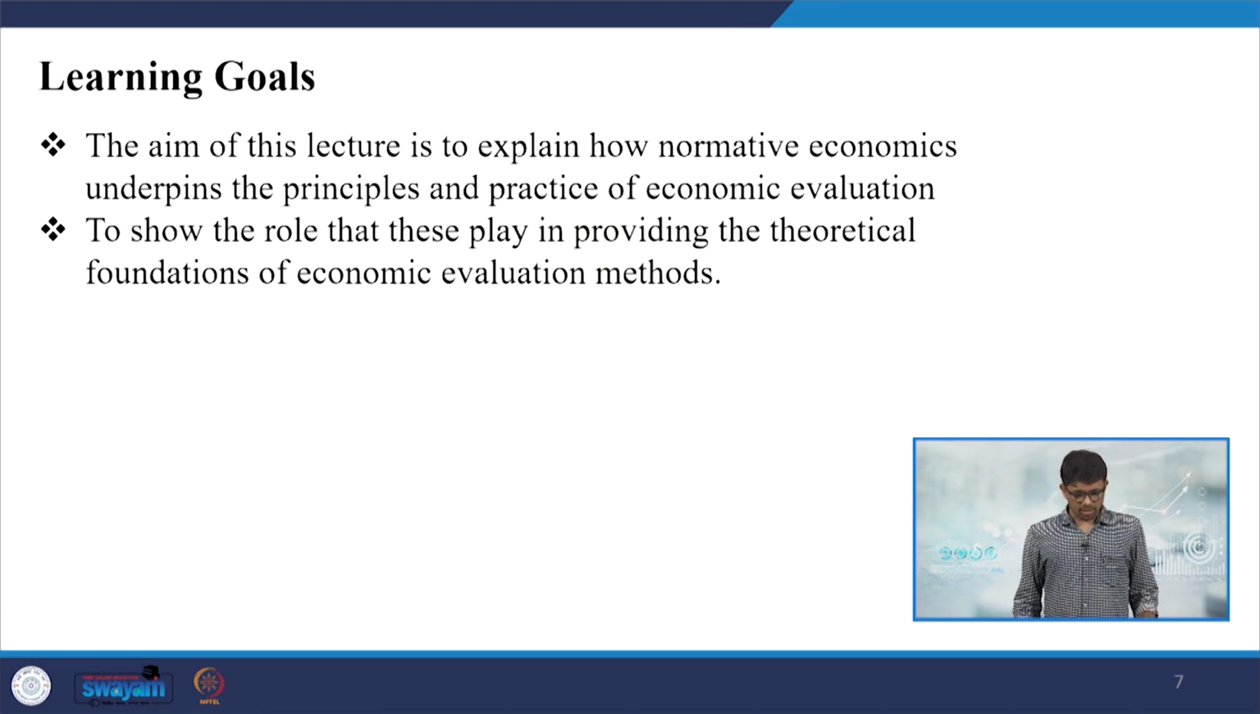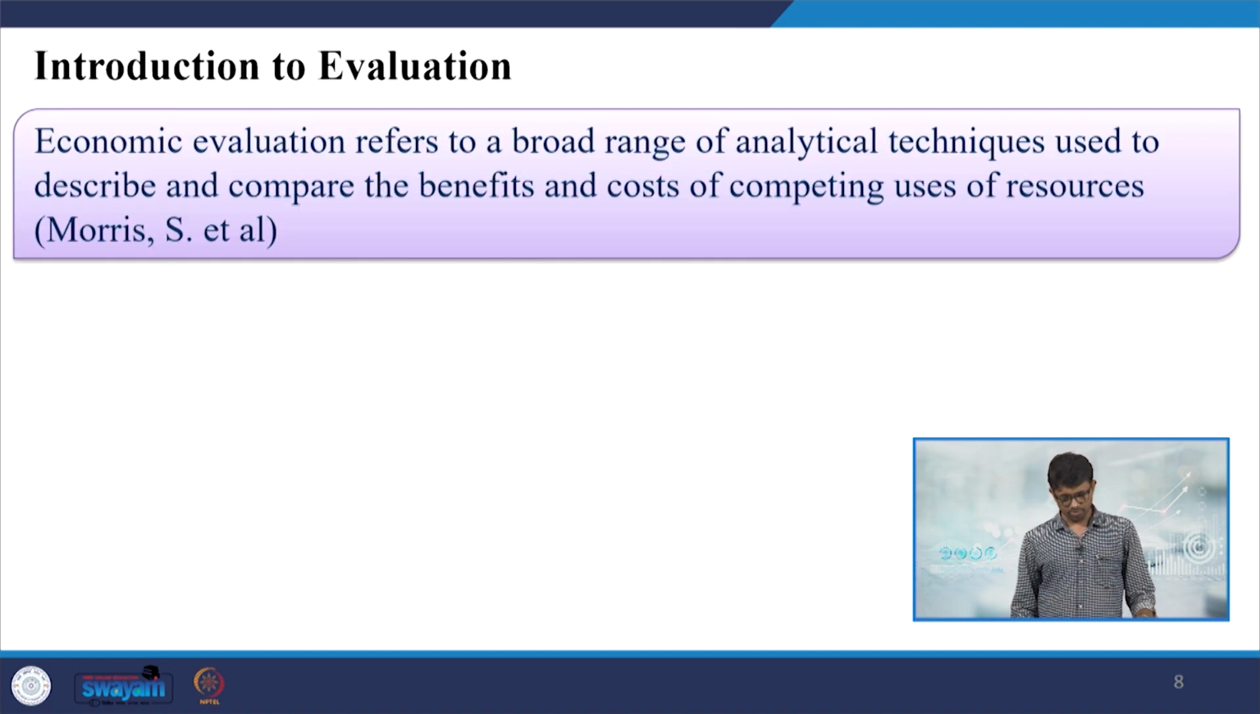Given this backdrop, what are the objectives of this lecture? We will explain how normative economics underpins the principles and practice of economic evaluation, and show the role that these play in providing the theoretical foundations of economic evaluation methods. Let us introduce the evaluation. Economic evaluation refers to a broad range of analytical techniques that is used to describe and compare the benefits and cost of competing uses of resources, as mentioned in Morris et al.